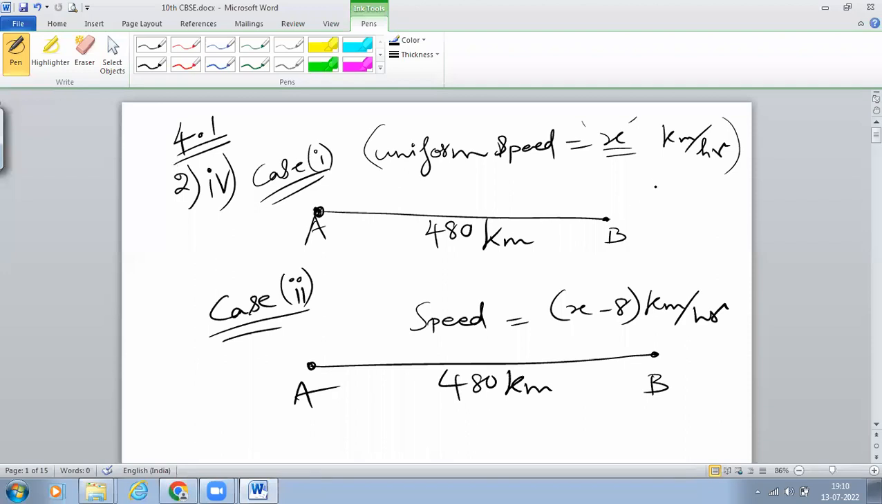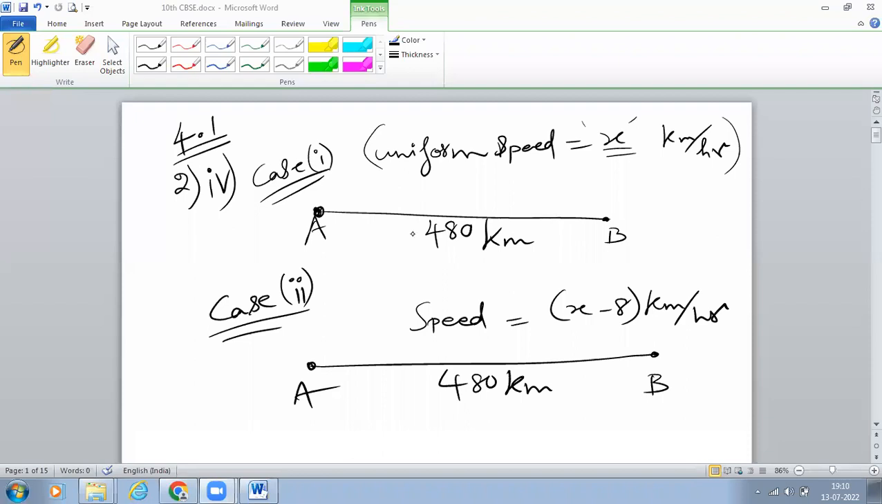For example, initially the speed of the train is 100 km per hour. So it travels at a speed of 100 km per hour and covers 480 kilometers at that uniform speed. Now, again, the same 480 kilometers it is traveling, but now the speed is 90 km per hour. In the second case, the speed is 90 km per hour.